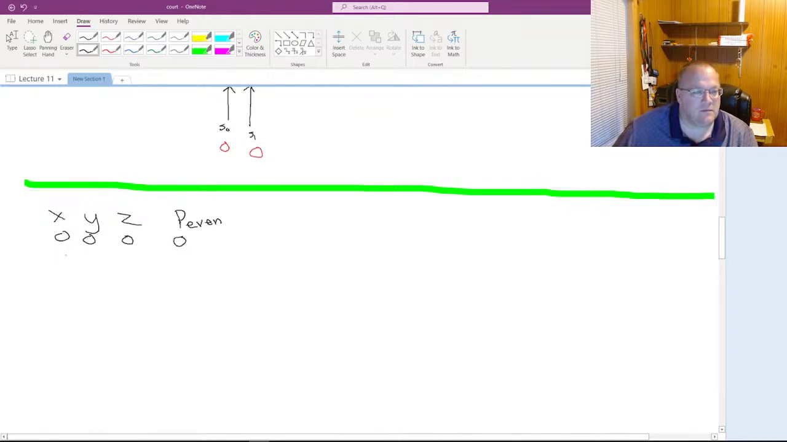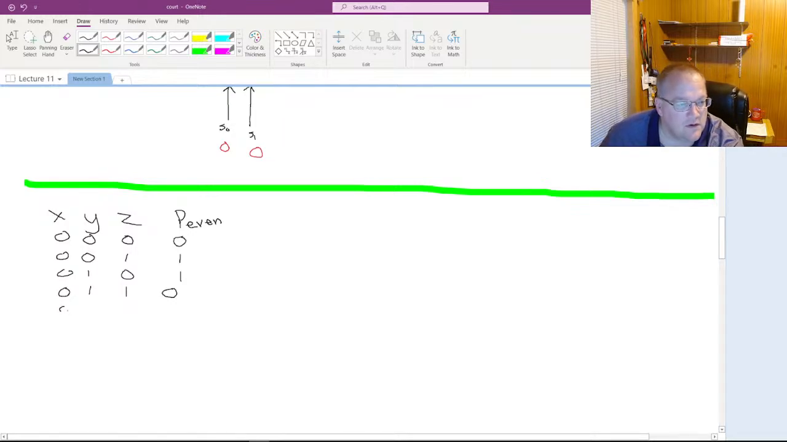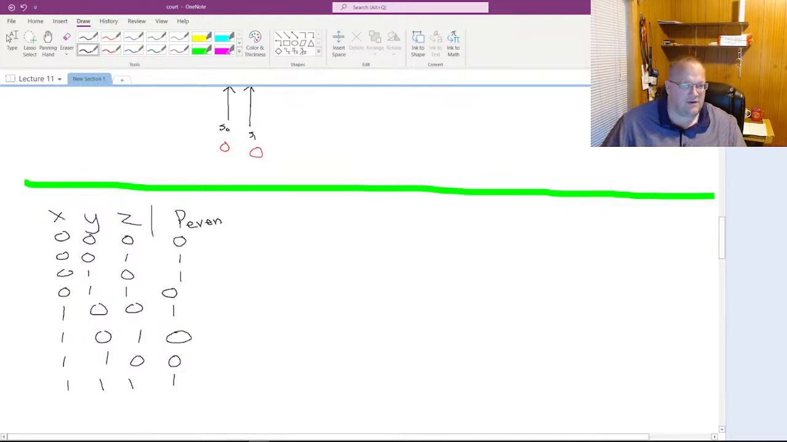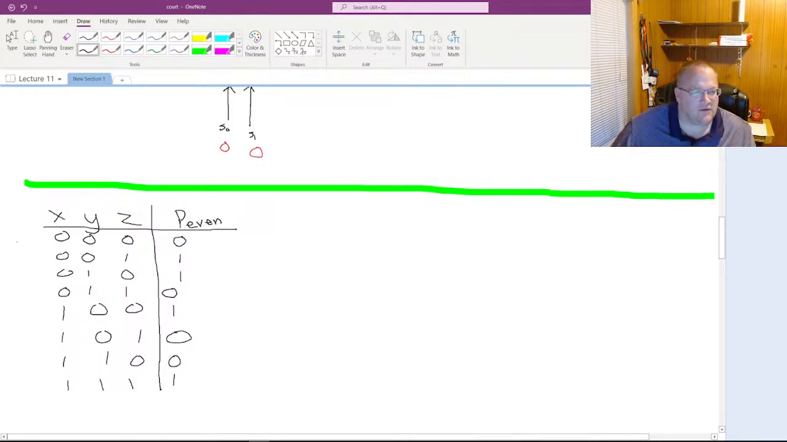This becomes a 0. 0, 0, 1. This becomes a 1. 0, 1, 0, another 1. 0, 1, 1, that's a 0 now. 1, 0, 0, need a 1 there. 1, 0, 1, 0. 1, 1, 0, 0. 1, 1, 1, 1. I realize the rest of these are dictated, right? Because it's a truth table. And the P even, I'm actually figuring it out as I go.